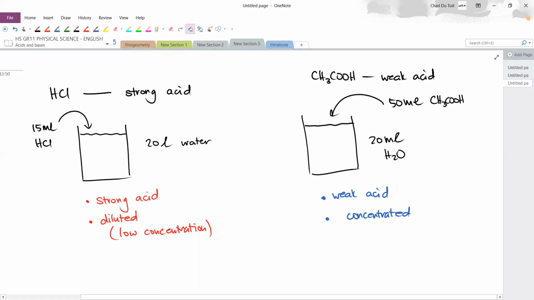20 liters of H2O. It's still a strong acid, diluted, which is low concentration. But you can't understand that. Okay?